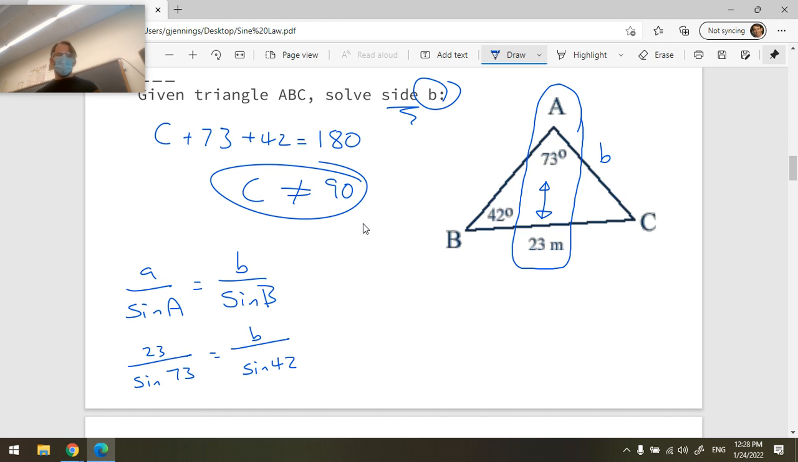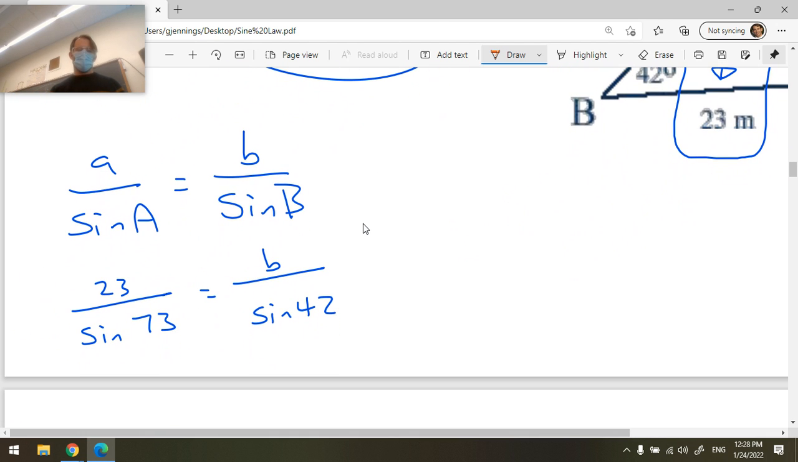Okay? Now, how do I isolate B? How do I isolate B, everybody? Who knows how I can get B alone in this equation? How do I get B on its own? Yeah, I can multiply. And what am I going to multiply by? Sine 42. Okay. When I multiply both sides by sine 42, it will cancel top and bottom there and leave me just B. So B is equal to sine 42 times 23 divided by sine 73.